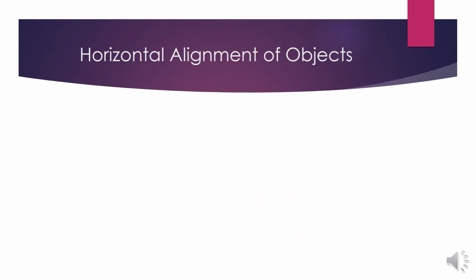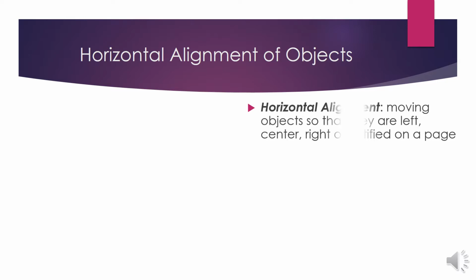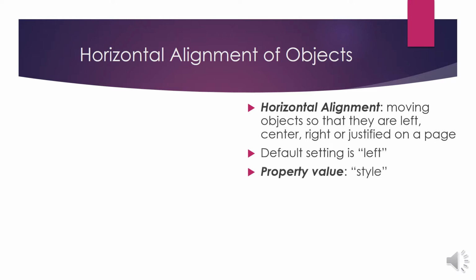Using horizontal alignment to move objects. Horizontal alignment means that we can move our object so that it is left, center, right, or justified on a page. The default setting for horizontal alignment is left. So if you want your text left, then you don't have to worry about adding the style property for it. It will just do it automatically. The property value will be the style. The property name will be text-align colon space center.